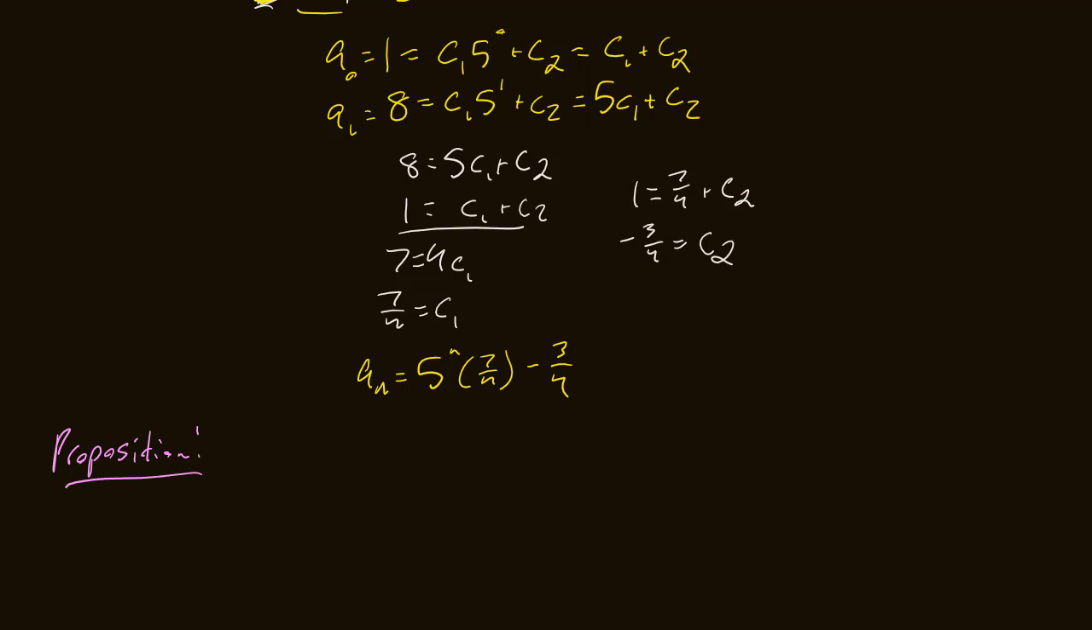When an is simply equal to a sub n minus 1 plus some constant t, this will imply that an is equal to a naught plus nt. And that's obviously way easier. We don't have to solve for c1 and c2. We're given our t, a naught, and n. So boom, you would already be able to know what the nth term always is. And that is where I'm going to leave you for this video.